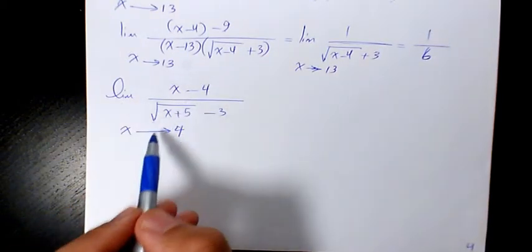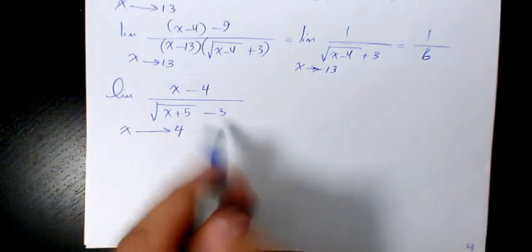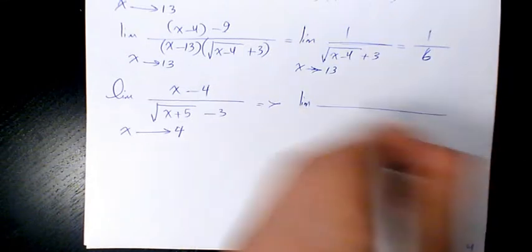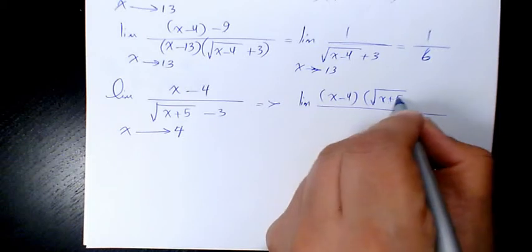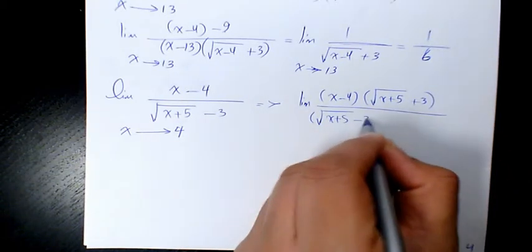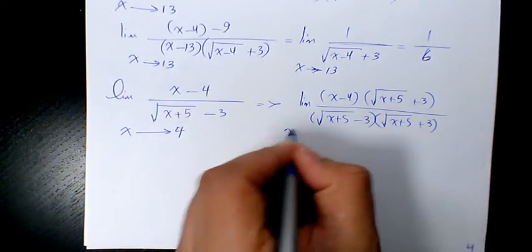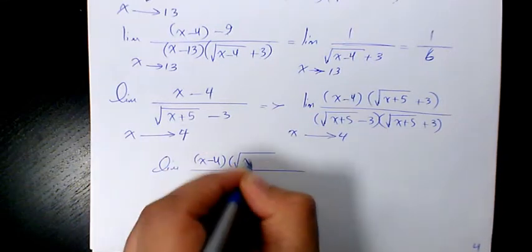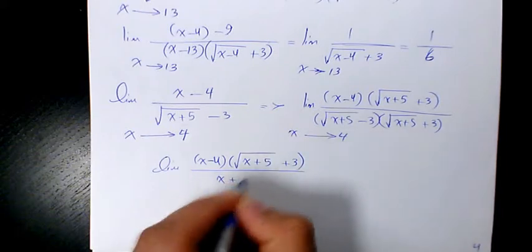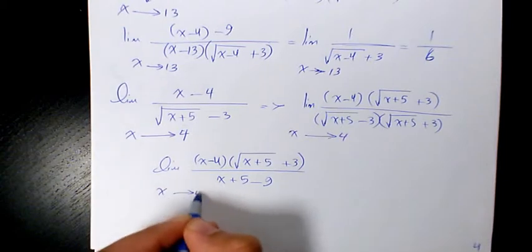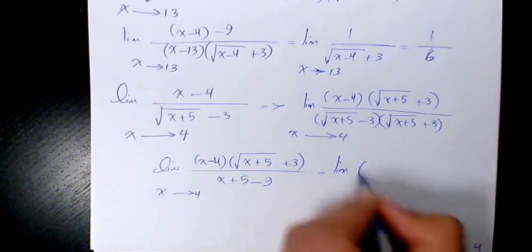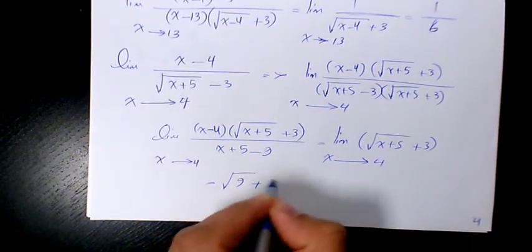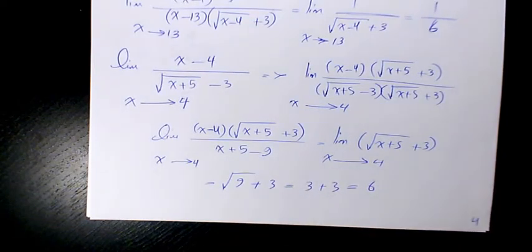Next one is limit of x minus 4 over square root of x plus 5 minus 3 when x is approaching 4. So that's going to be, again, 0 over 0. So that will be limit of x minus 4 times square root of x plus 5 plus 3 over square root of x plus 5 minus 3 times square root of x plus 5 plus 3 when x is approaching 4. So that will be limit of x minus 4 times square root of x plus 5 plus 3 over x plus 5 minus 9 when x is approaching 4. Then these two cancel out, and it's going to be limit of square root of x plus 5 plus 3 when x is approaching 4. That's going to be square root of 9 plus 3, and that's 3 plus 3, which is going to be equal to 6.